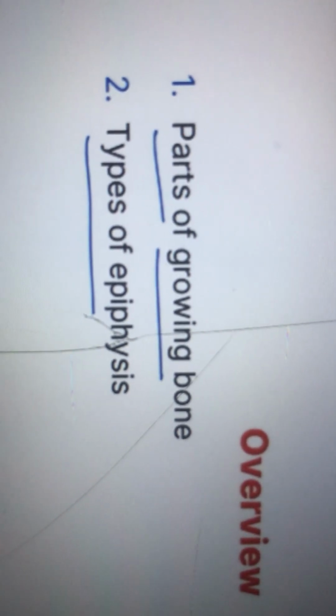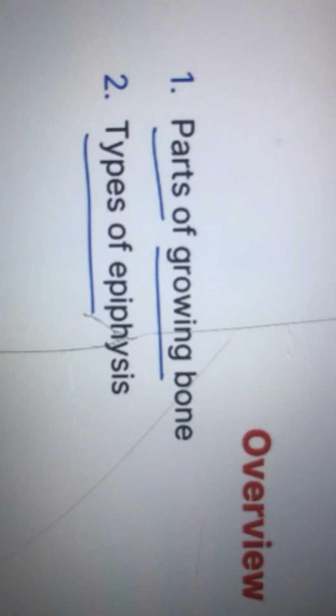Then we will talk in detail about the different types of epiphysis, what are their characteristic features and what are the examples for them. Right? So first let's begin with trying to understand what are the parts of a growing bone. We will draw a simple diagram to understand the parts of a growing long bone.